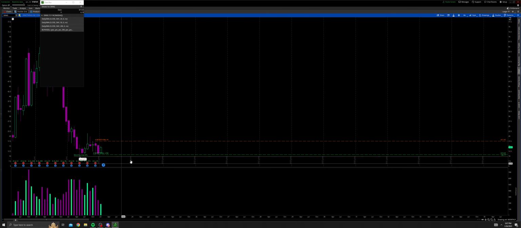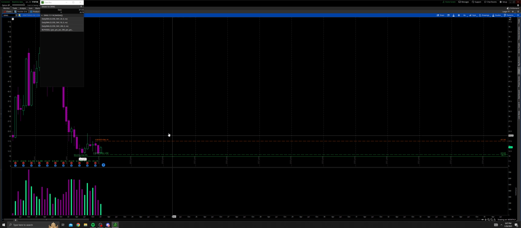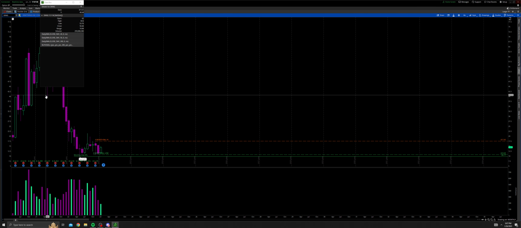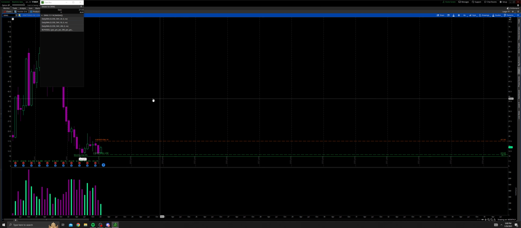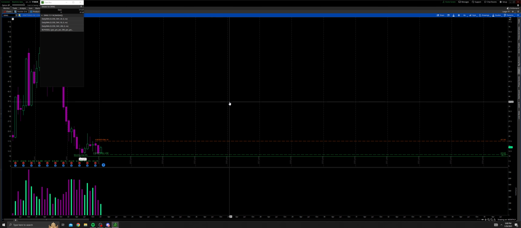But like I said, DraftKings, really good buy down here at the lows. Still think it's a really good buy for the long term, as you could potentially target back up to the 40s level. And I think that's a great, great long-term target.